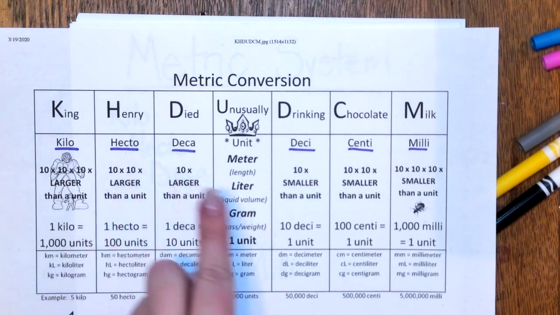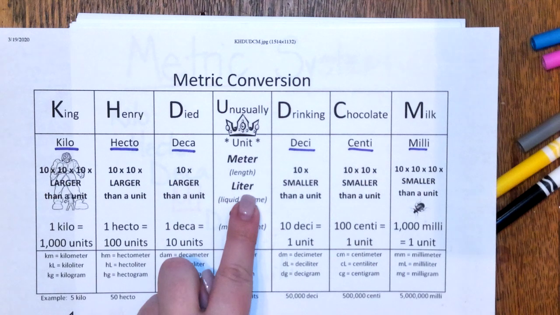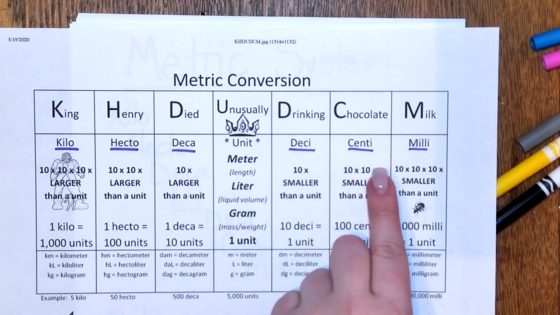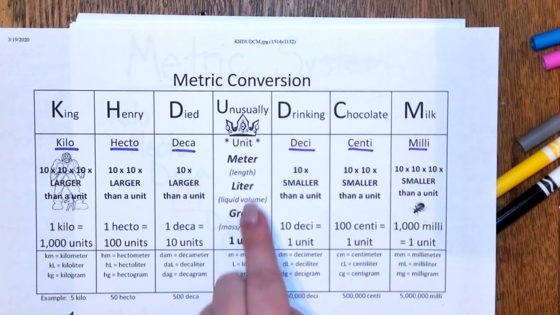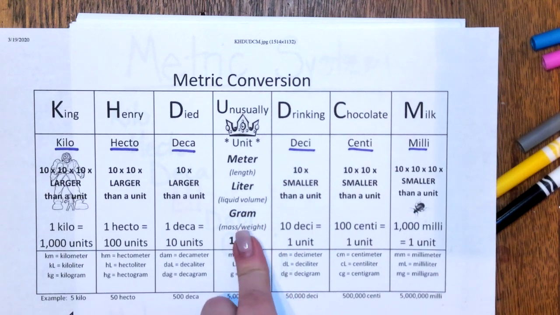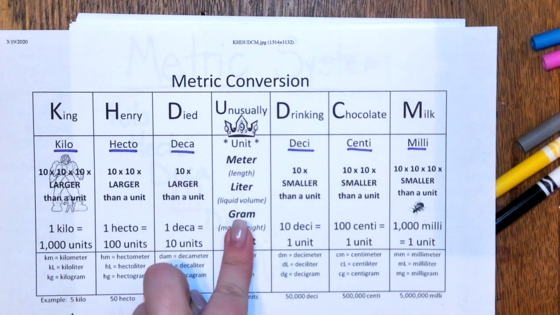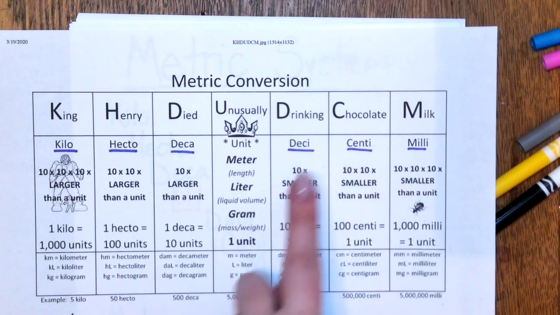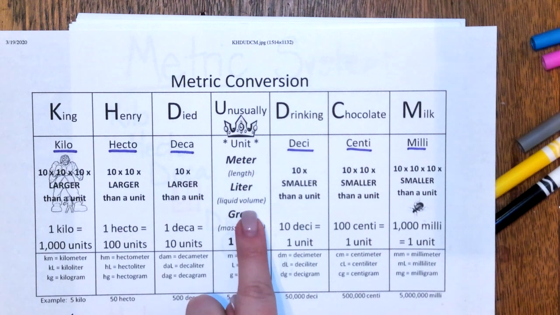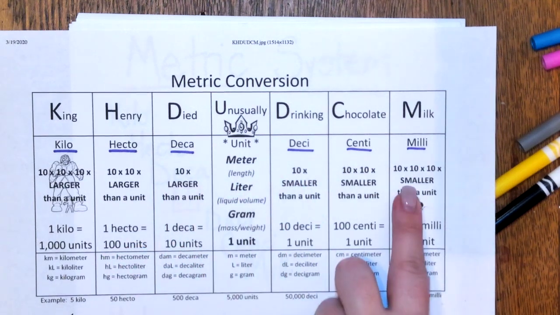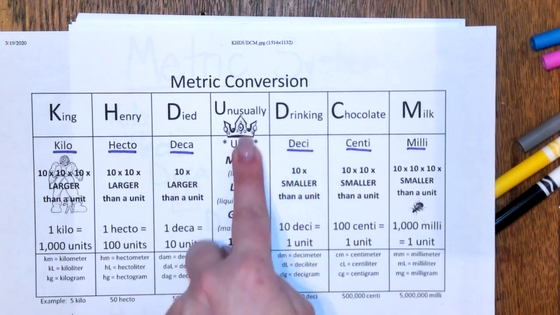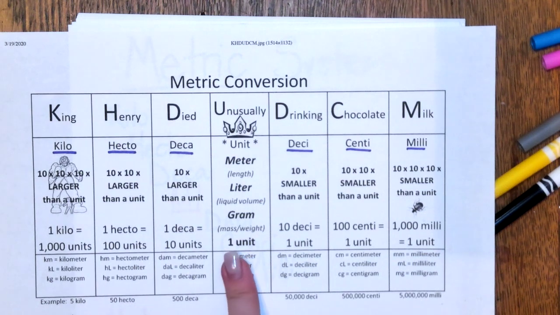kiloliters, hectoliters, decaliters, deciliters, centiliters, and milliliters. For grams, we have kilograms, hectograms, decagrams, decigrams, centigrams, and milligrams. All of these prefixes go with our units. But we can't forget that our units have a spot all by themselves.